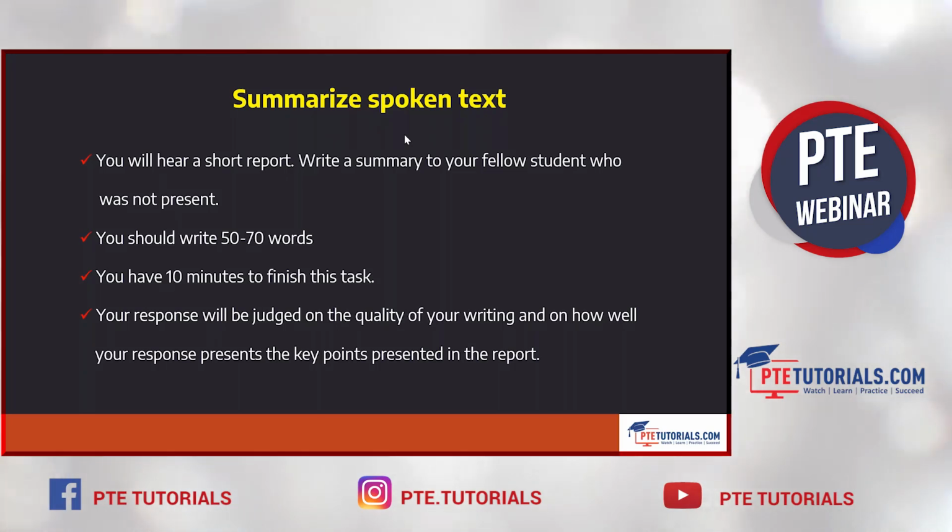If you complete this within 7 minutes and you want those 3 minutes for the next question, Pearson will not give you that. These 10 minutes are individually for this question itself. So utilize your complete 10 minutes and proofread, because proofreading is very important in summarized spoken text. You need to avoid spelling errors here. If you're not sure of the spelling, don't write it. And let us start with the first summarized spoken text.